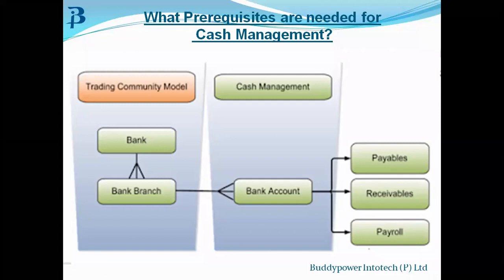Do you remember that I had spoken about these 3 prerequisites? Anybody? Anyways, no problem. I'll just take it once again. The bank and the branch information is stored in your trading community model. Now, what is trading community model? I remember explaining this. Ravi, you remember?